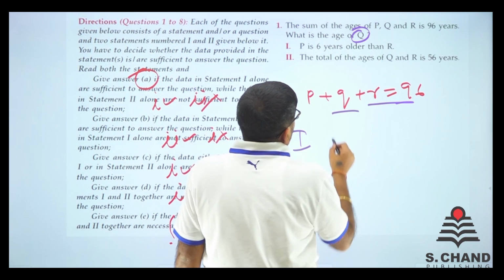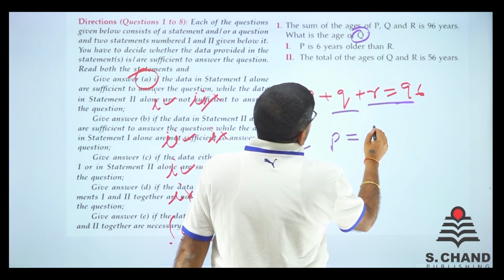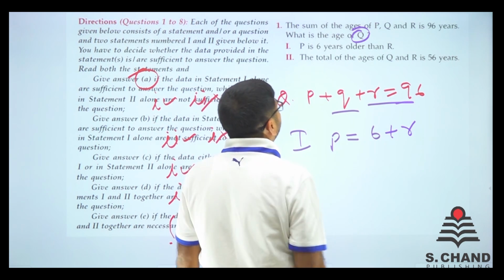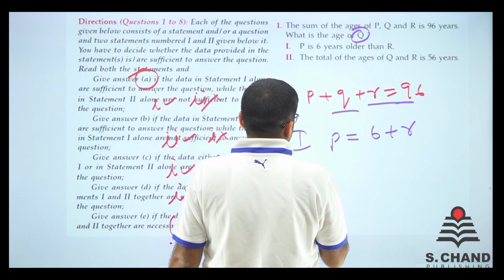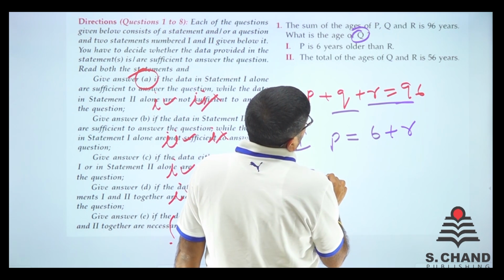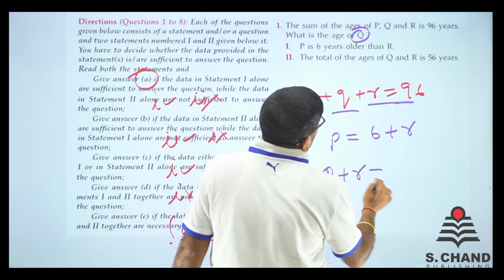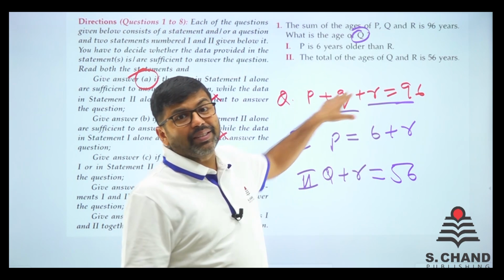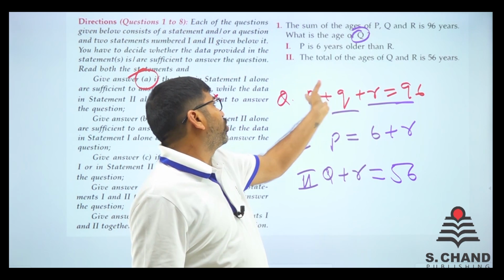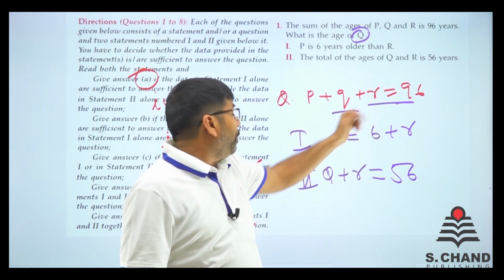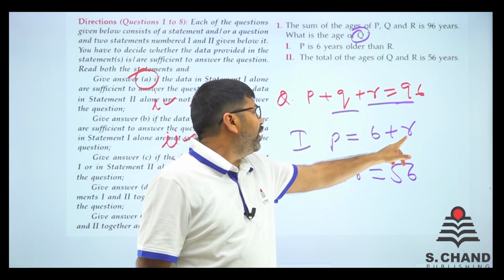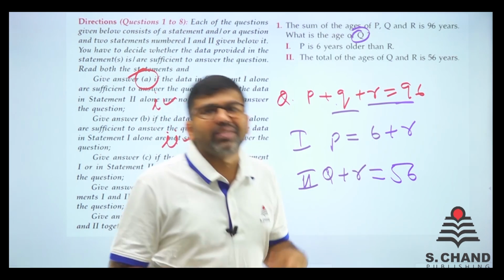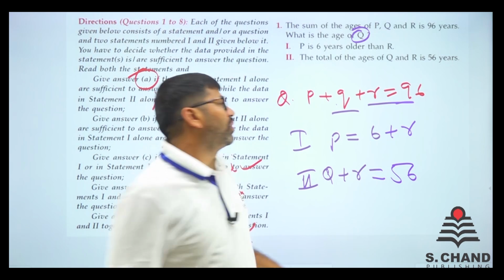First equation says that P is 6 years older than R. R plus 6 is P. And second says total ages of Q plus R is equal to 56. So Q plus R given है 56. यहां 56 रखेंगे तो P की वैल्यू आ जाएगी 40. P की वैल्यू 40 यहां रख लीजिए, R की वैल्यू आ जाएगी, R की वैल्यू यहां रख दीजिए, Q की आ जाएगी. Actually we have 3 equations and 3 unknowns. कुछ भी देखने की जरूरत नहीं है.